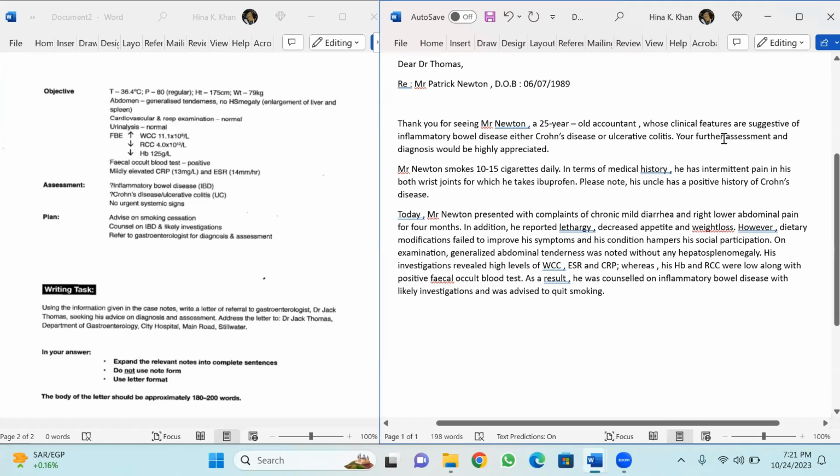Again, I am saying the same thing with paraphrasing. Or I can write it this way: in view of the above, or given the above findings, I am referring Mr. Newton for further investigations, for the evaluation and confirmation of his diagnosis. You can write it in both ways.